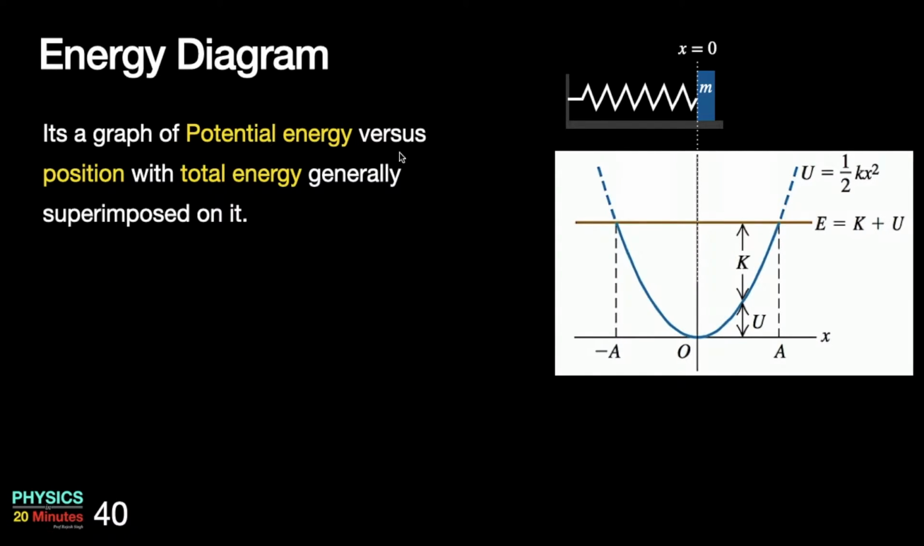It's a graph of potential energy versus position, and on that the total energy graph is generally superimposed. So here I have one system. It is a spring-mass system, and let us assume that between this mass and the surface here there is no friction, so there are no dissipative forces.